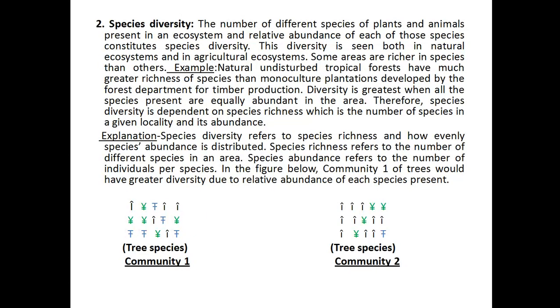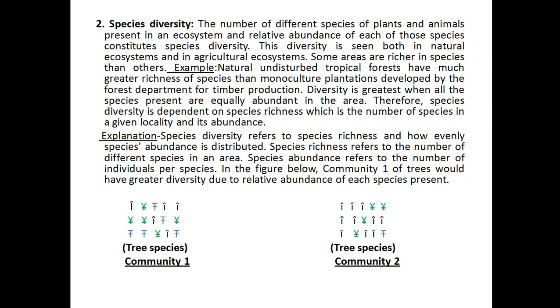Next, number 2 is species diversity. The number of different species of plants and animals present in an ecosystem and relative abundance of each of these species constitutes species diversity. This diversity is seen both in natural ecosystems and in agricultural ecosystems. Some areas are richer in species than others. Example, natural, undisturbed tropical forests have much greater richness of species than monoculture plantations developed by the Forest Department for timber production.